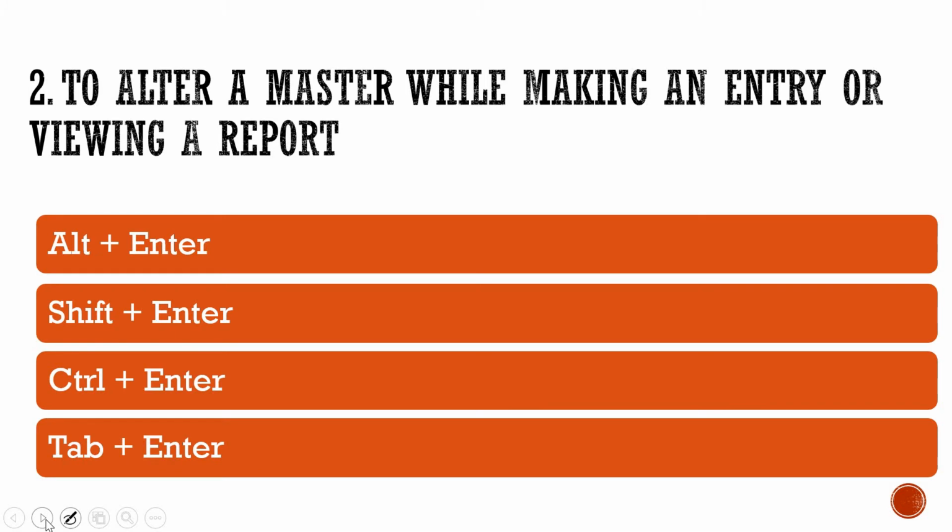Okay, now second question. To alter a master while making an entry or viewing a report, which key do you have to press? If you want to alter a master, meaning you want to change the group of the ledger or the name of the ledger while making an entry, or you want to view a report, then which key should you press? To alter or view a master, always remember that you should use the key Control plus Enter.